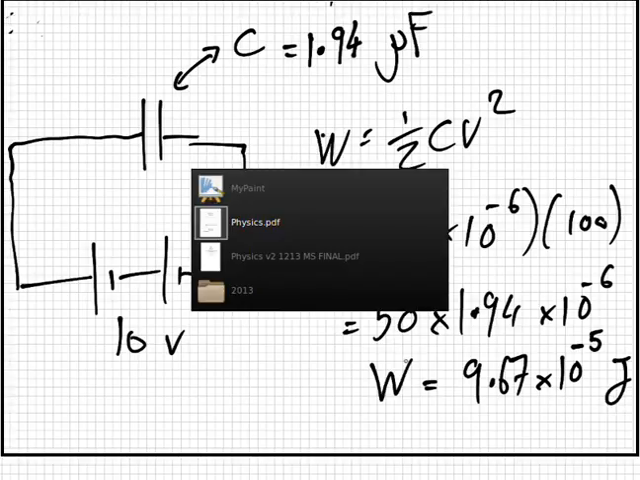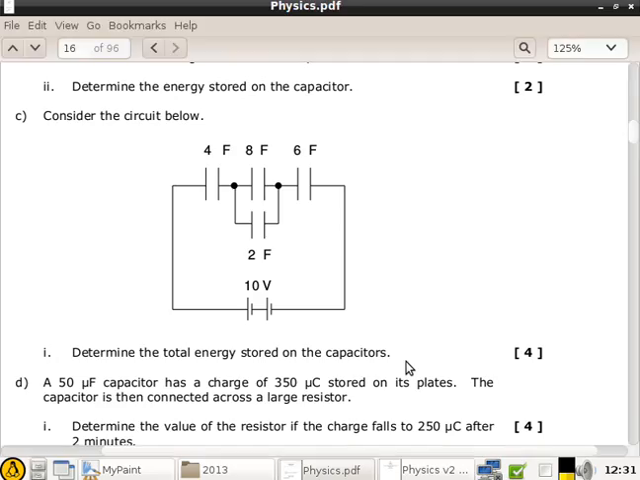How many marks was that? Did anyone notice? 4. Oh yeah, so we have in total now 10. So right now, I have a 10% completion of the exam. 10 out of 10 so far.